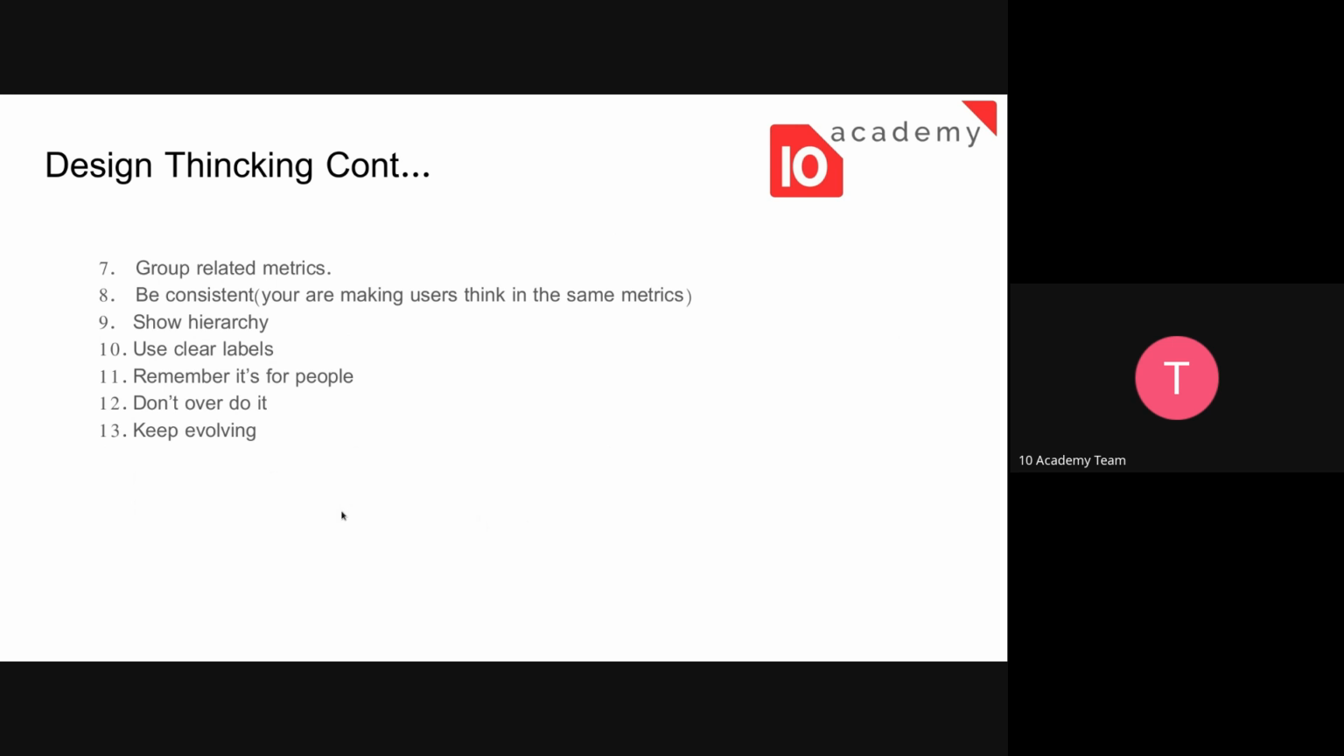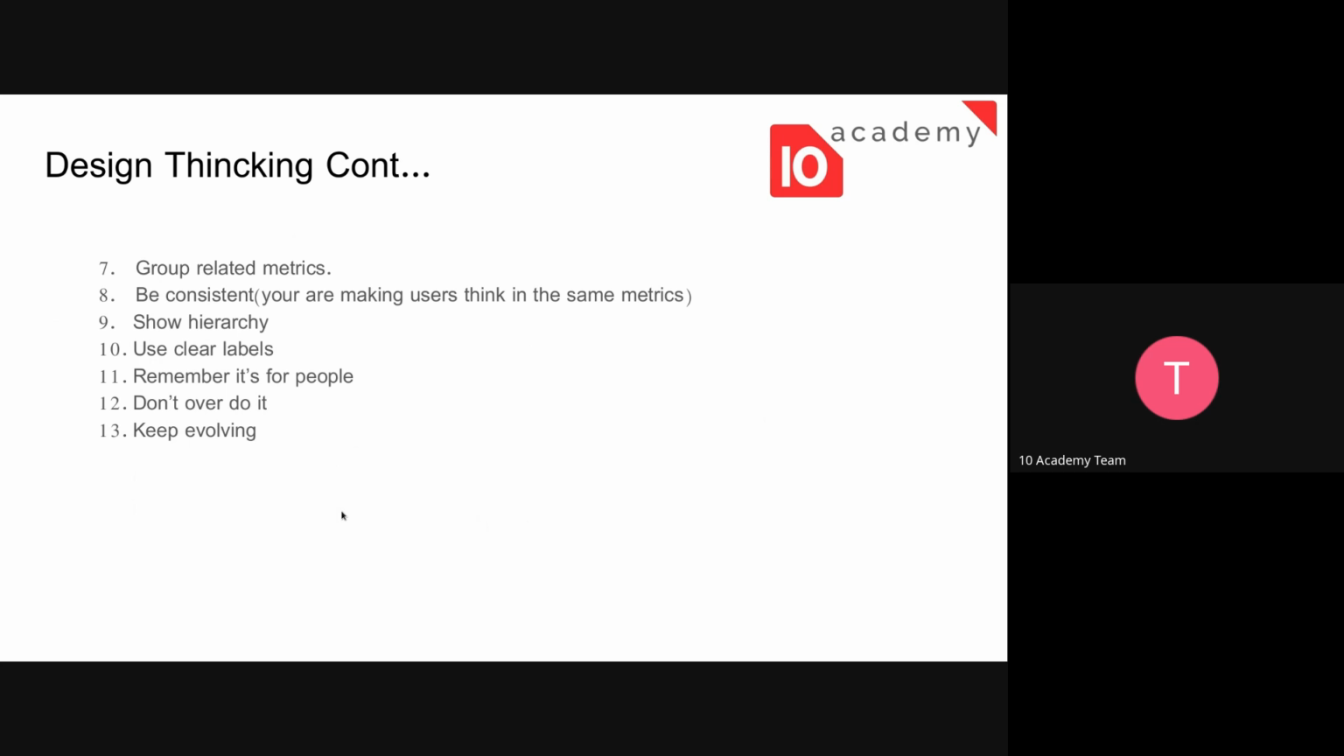And the other is you need to group related metrics. You have to be consistent. You need to show hierarchy and also use clear labels and axes. Also, even a title. It depends on the information that you want to present. Sometimes we may not need the XY labels, right? I would show you that one.